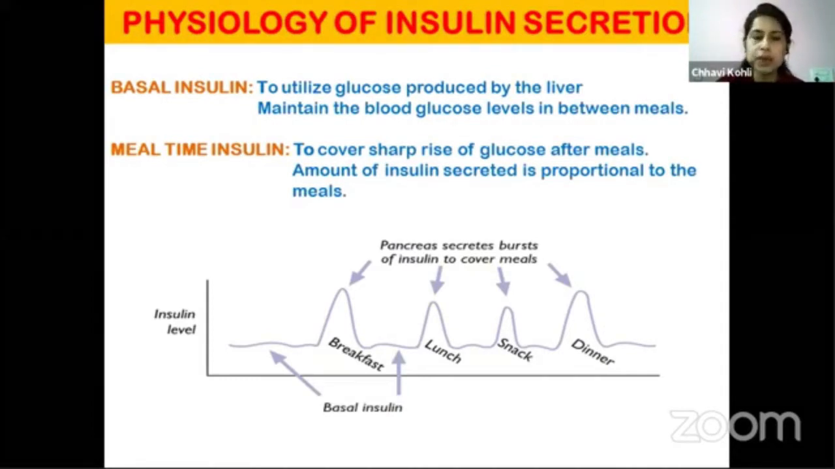In the body, plasma glucose reaches the maximum level in 30 to 60 minutes and then comes back to the basal level within 2 hours. Insulin also rises in the same manner and comes back to the basal level. This sharp rise in insulin helps to utilize the nutrients from the meals, and the dip to the basal level helps control hypoglycemic incidences in between the meals.